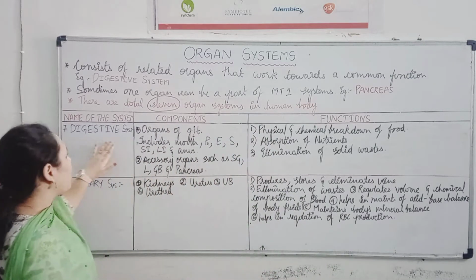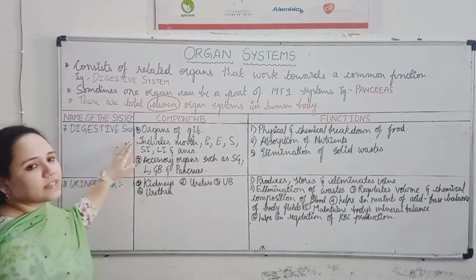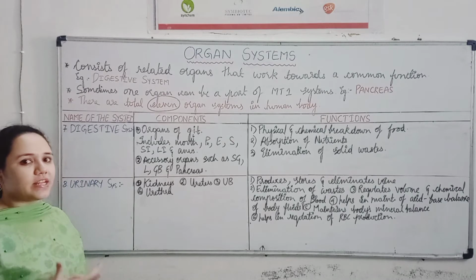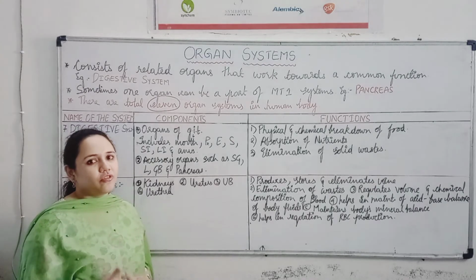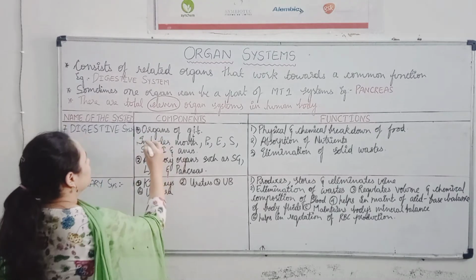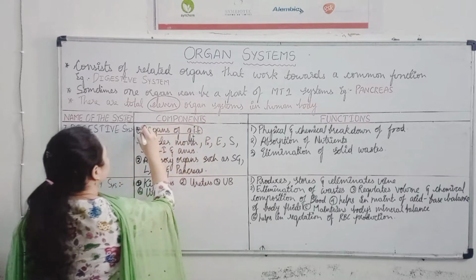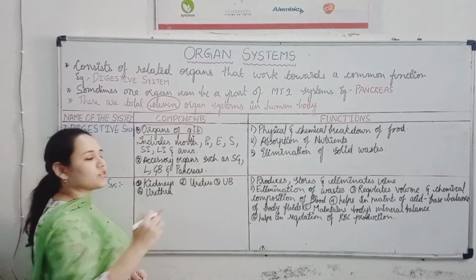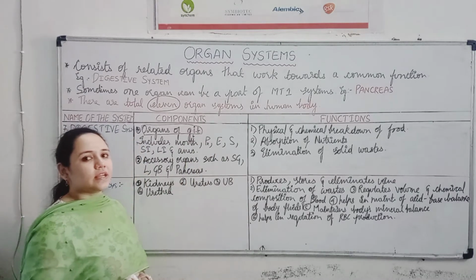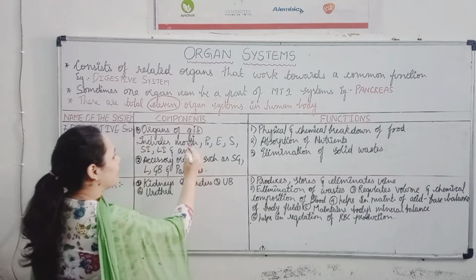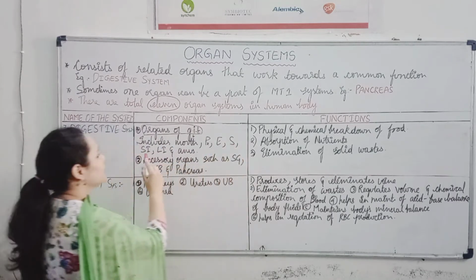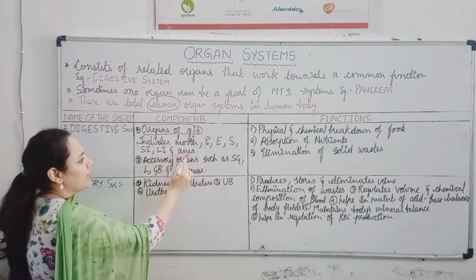So the 7th organ system is digestive system. So digestive system, what does it basically do? What is the function of digestive system? To digest the food materials. So digestive system consists of organs of GIT, that is gastrointestinal tract. The short form of gastrointestinal tract is GIT. So what does GIT include? It includes different organs starting from mouth, pharynx, that is our throat, esophagus, stomach, small intestine, large intestine and anus.